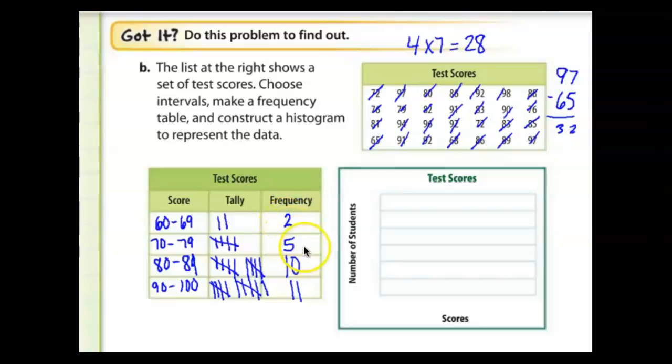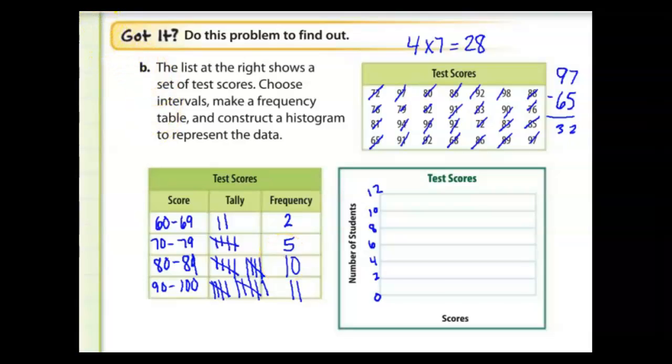So we have between 2, 5, 10, and 11. So 2, 4, 6, 8, 10, 12. I think we should be able to count by 2. So if the first line is 0, 2, 4, 6, 8, 10, 12 will be the right scale for the number of students. And then as far as making our bars, you just need to label 4 bars, and then I want you to go ahead and draw those bars, and we're going to check on this in just a second.